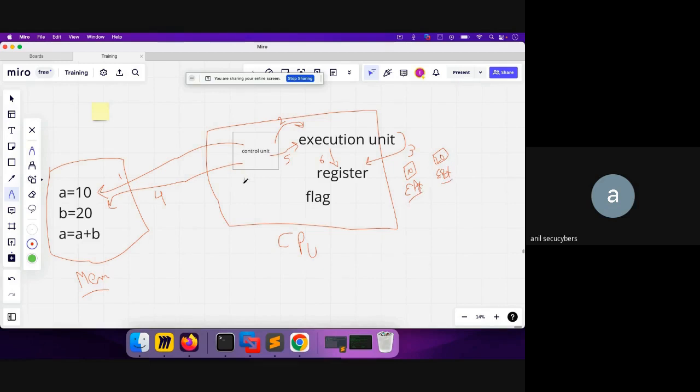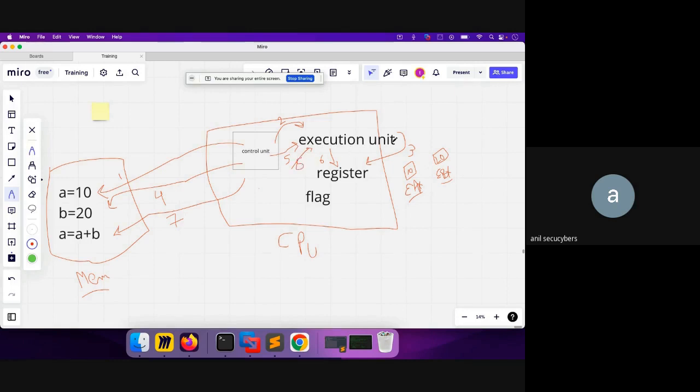Now the control unit will fetch the next line, which is the seventh stage, where A equals A plus B will be fetched out. This will again go to the execution unit this time. Let's call this one 8.